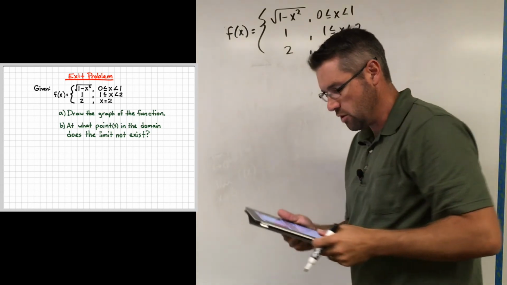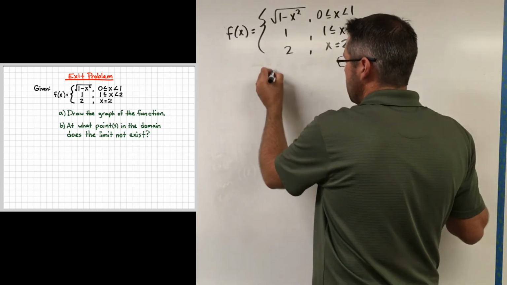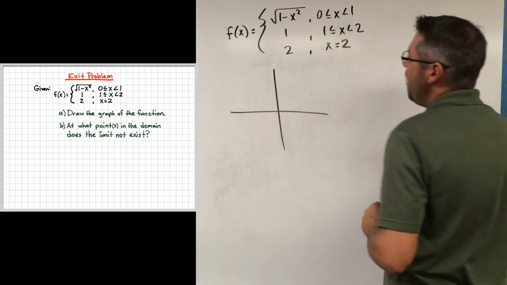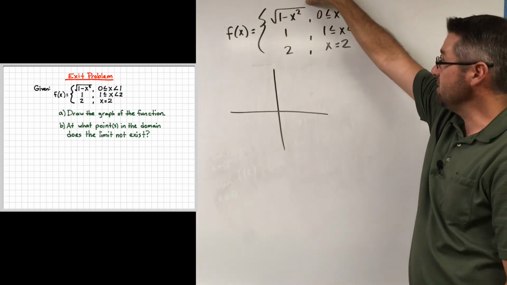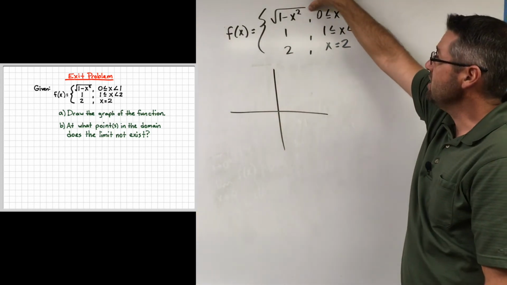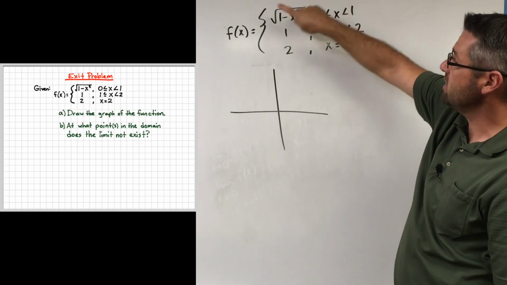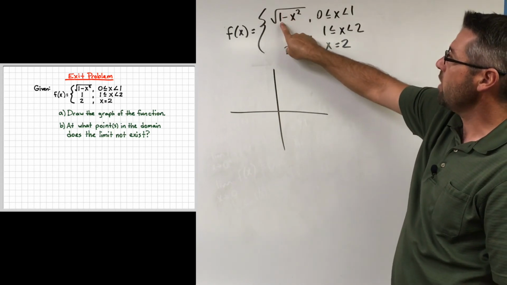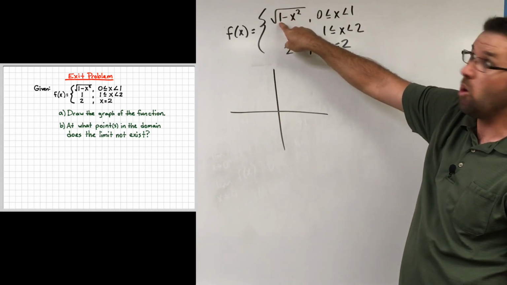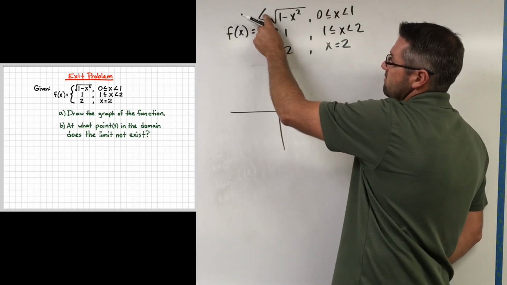Okay, so it says draw the graph of the function, and at what points in the domain does the limit not exist? Well, graphically, we can see it a lot easier. What in the world is that function? Some of you should recognize this because I know I've taught it to you. This is a semicircle because it's got an x squared inside the radical, and we're taking a constant and subtracting the x squared. It's got a radius of 1 because the square root of 1 is 1, and it's the top half of the circle because it's positive, not negative.